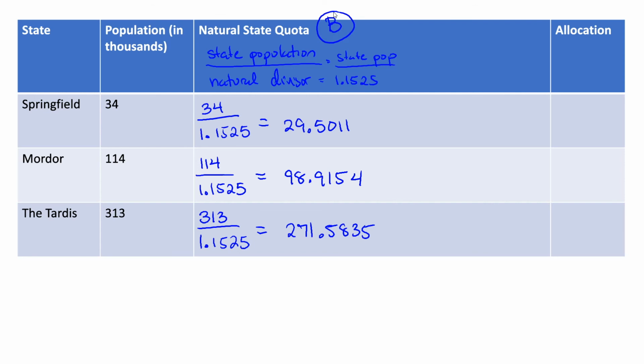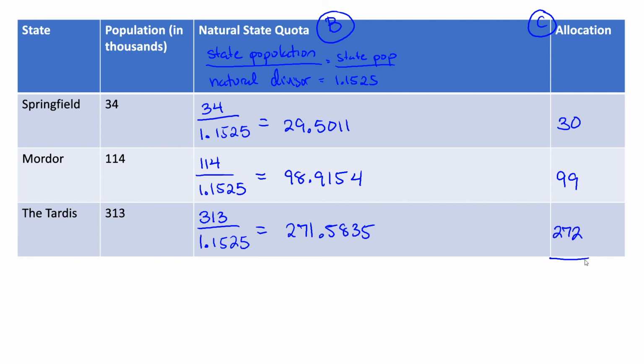Now part C said to allocate the 400 representatives by rounding. So what we would do is say, okay, the state quota for this state is 29.5, so we would expect them to get at least 29. If we round this, we'd round this up to 30. So we'll say, okay, let's give you 30 representatives. This state quota came out to 98.9, which is pretty close to 99. So if we round normally, we'll allocate you 99 seats. And then this is 271.5. If we do an allocation here by rounding, this would come up to 272.